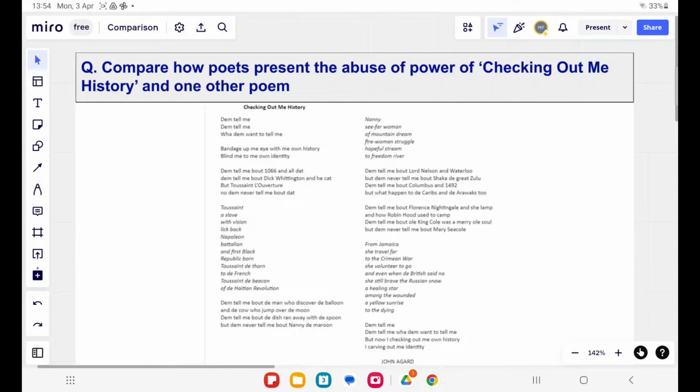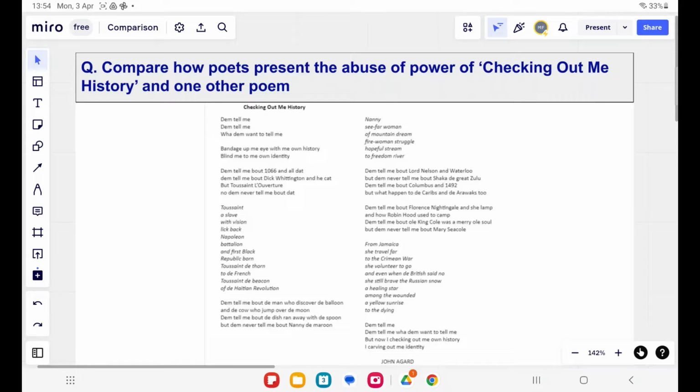It's been a while, so we're going to make this a nice quick one, doing a poetry comparison question, looking at Checking Out Me History, which I don't think has ever come up, so it could come up this year, and thinking about ways we could compare that. So let's have a look.